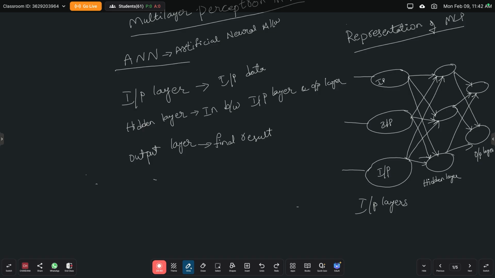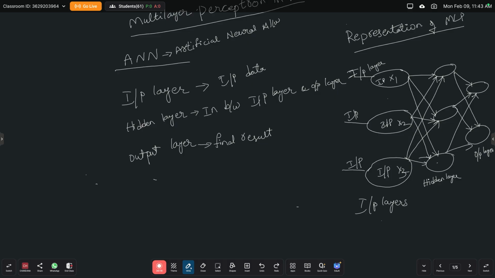This is all about the multi-layer perceptron. Once again, I am repeating: the multi-layer perceptron is one type of feed-forward neural network with multiple neurons arranged in network layers. This is the input layer. Here, for example, I am taking x1, x2, x3. These are the input layer.